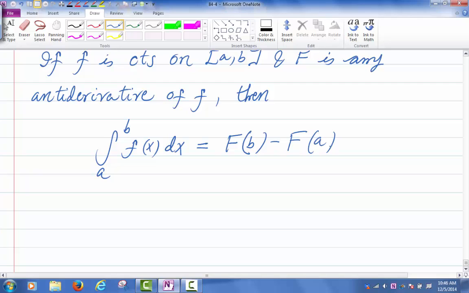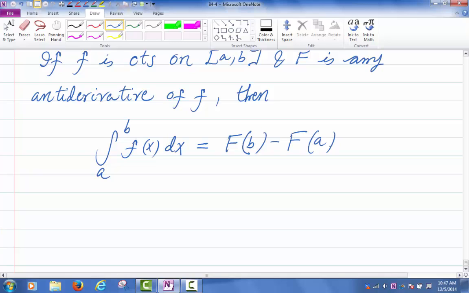Okay? So what is it telling me? It tells me that if I know an antiderivative of the integrand function, I know exactly how to compute the integral, right? But you have to know the antiderivative of the integrand. If you know the antiderivative of the integrand, then you can use this formula to come up with the value of the definite integral. Am I making sense?